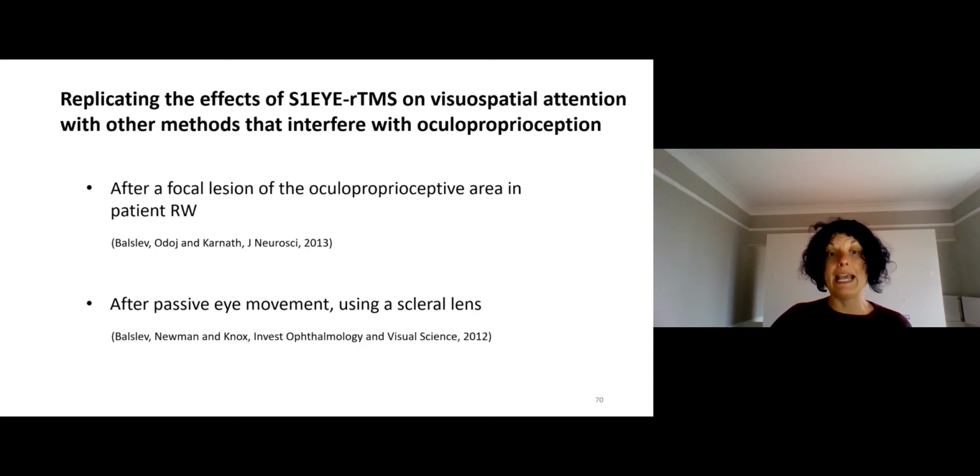And so, two replications of this study using different methods. A method was to test the allocation of attention in the patient RW, whom I described in part 2 of my talk. This patient has a focal lesion in the somatosensory cortex. And a second replication used a scleral lens. This is the method proposed by Gauthier, where the extraocular muscles are passively stretched, and that study as well identified a change in the allocation of attention.